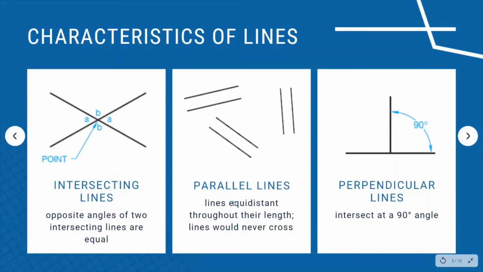And next is ang parallel lines. So lines which are equidistant throughout their length, or these are the lines that would never cross. So equidistant meaning this point of this line to this point of this line is equal to this point of this line to this point of the line. Basta lang kay equidistant ang iyang kung perpendicular lang siya, perpendicular ang atong buhat nga point.